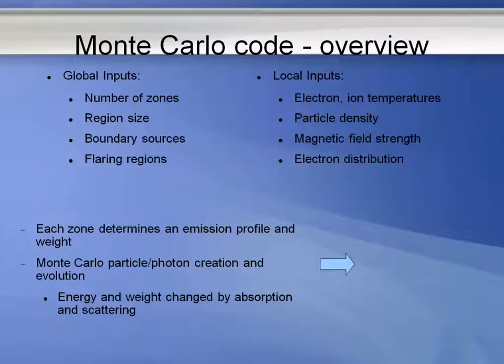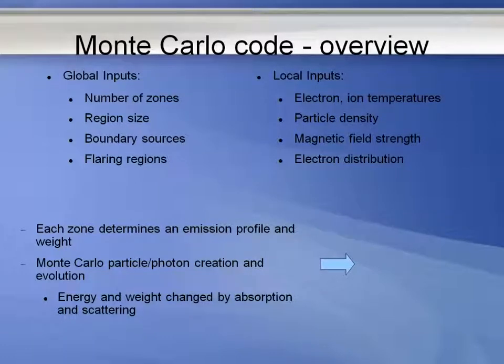Now, the way the code runs is that each zone determines an emission profile. And like I was explaining before, with the random number generation, is allowed to emit a certain number of photons. Each of these photons is called a Monte Carlo photon because it represents a number of physical photons. In this case, we'd probably be using about 10 million photons that we are tracking throughout the simulation volume. But they would, of course, be representing a much larger number of actual photons in this situation.